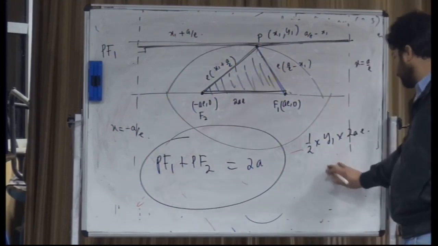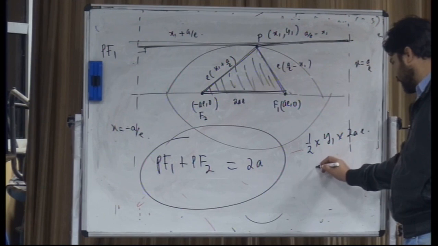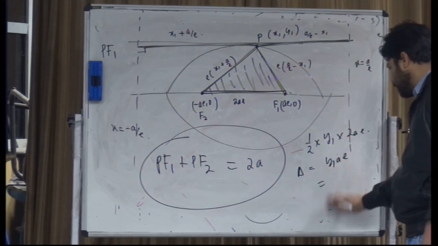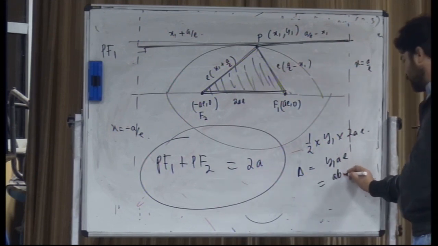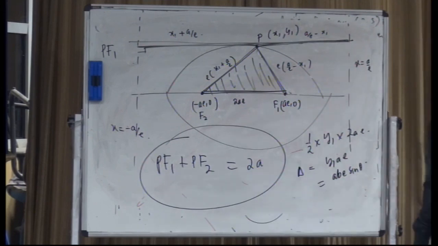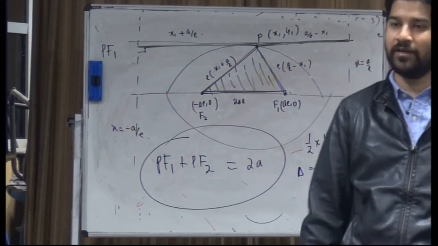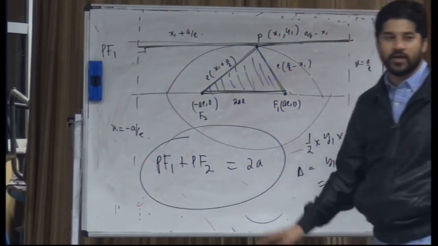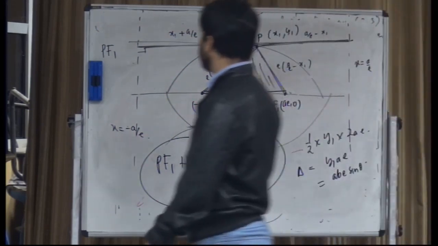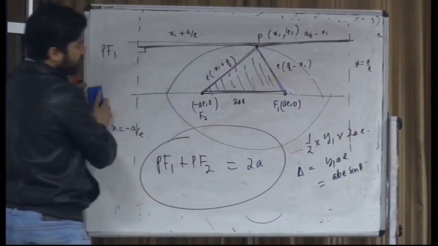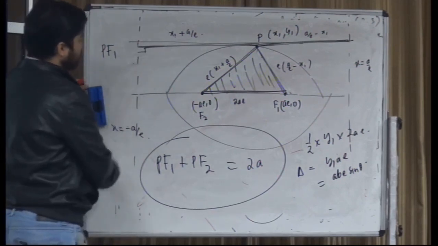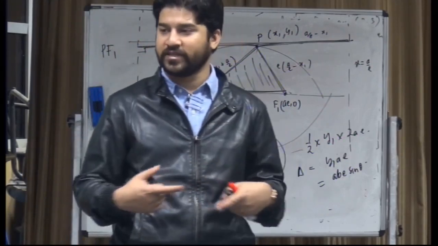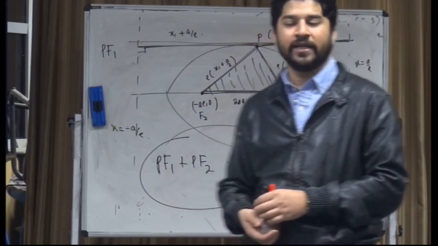So you can say the answer is: area of the focal triangle is going to be y1 ae, which is abe sin theta. abe sin theta, okay? Okay, understood? So this is one of the important definitions of ellipse. If some locus is given, two fixed points are given, and the sum of the distances is constant, it means he is talking about an ellipse.